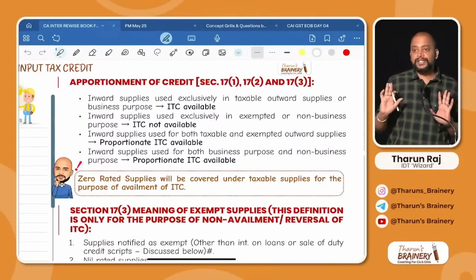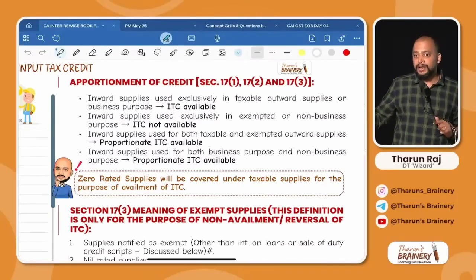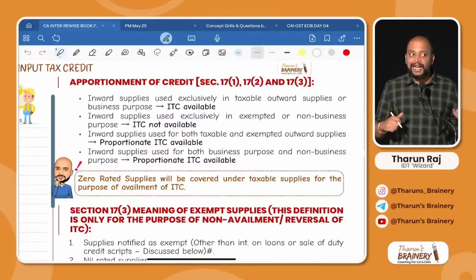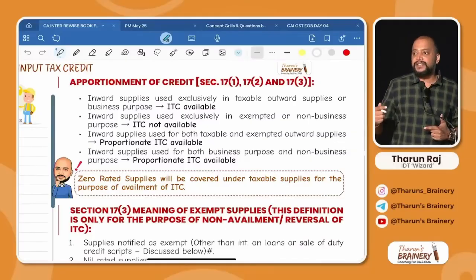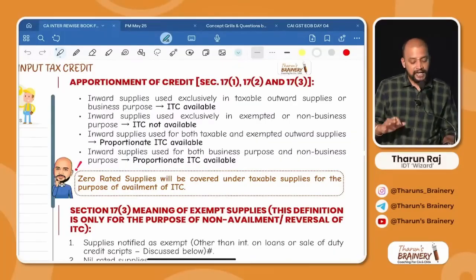So what are the 4 points that we discussed? I have inward supply used for taxable or business purpose. Can I take ITC? Yes. I have inward supply used for exempted or non-business. Can I take ITC? No. When I have inward supply, partly taxable, partly exempted, I can take proportionate ITC. Inward supply, partly business, partly non-business. Can I take ITC? Yes. Proportionate ITC I can avail.